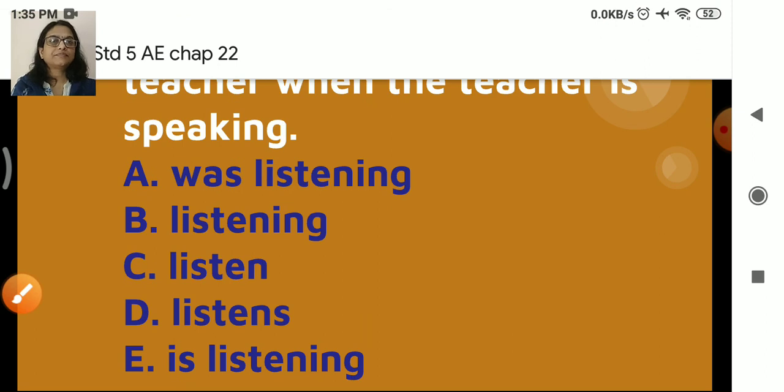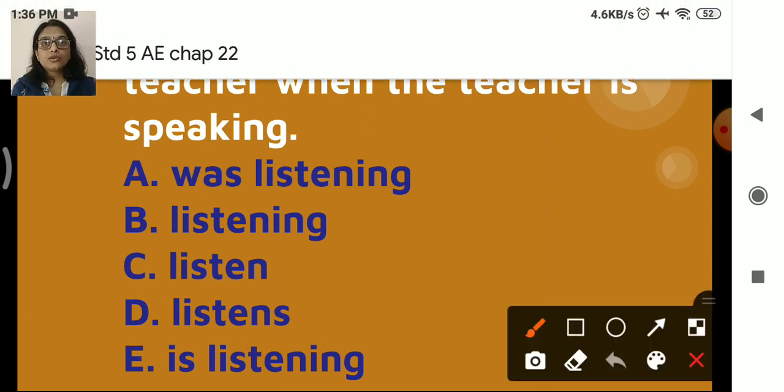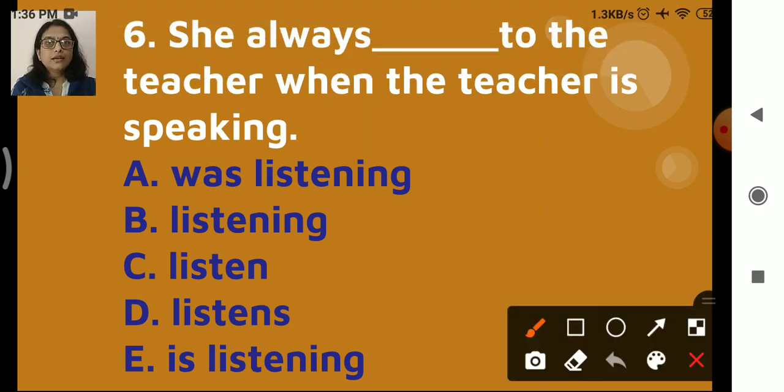Next, the sixth one. She always dash to the teacher when the teacher is speaking. And the options: was listening, listening, listen, listens, or is listening. So the sixth one, what will be the answer? She always listens. She always listens to the teacher when the teacher is speaking. Right? Fine. Then the next one.